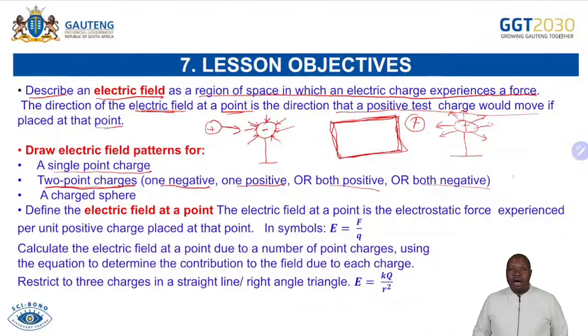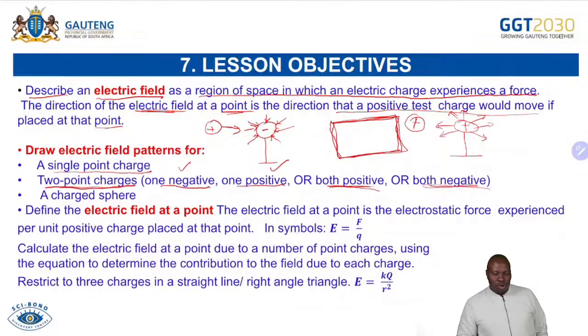Four electric field patterns. That is for one negative, one positive. You should be able to draw, as I've shown you there, for positive and for negative, and then both positive. When you have both positives, you must know how to draw when you have positive and positive. And then when you have both negative, you must do that, which is what I'm going to show you.